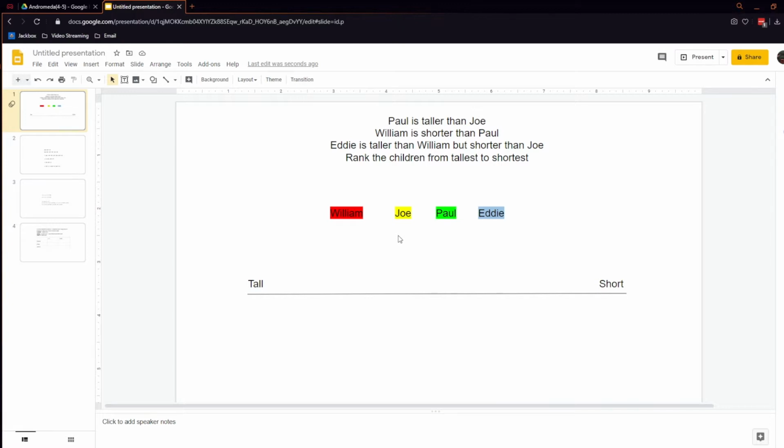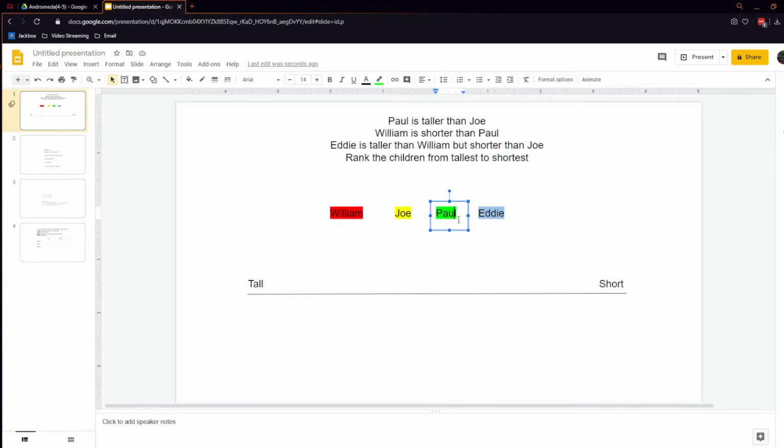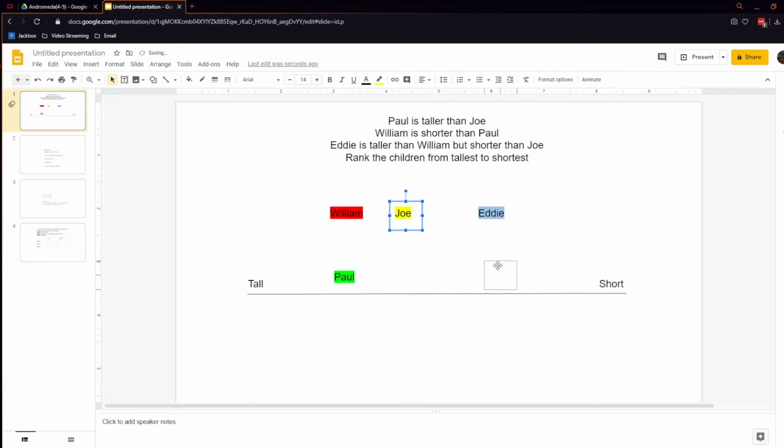This first example is best solved by writing out each of the names and moving them around on the line on the screen based on the clues that we are given. So the first clue is that Paul is taller than Joe, which means that we put Paul to here and Joe to here, because all we know is that Paul is taller than Joe, and we're ranking them from tallest to shortest. So we have to put Paul as taller than Joe. That's all we know just based on this one statement.